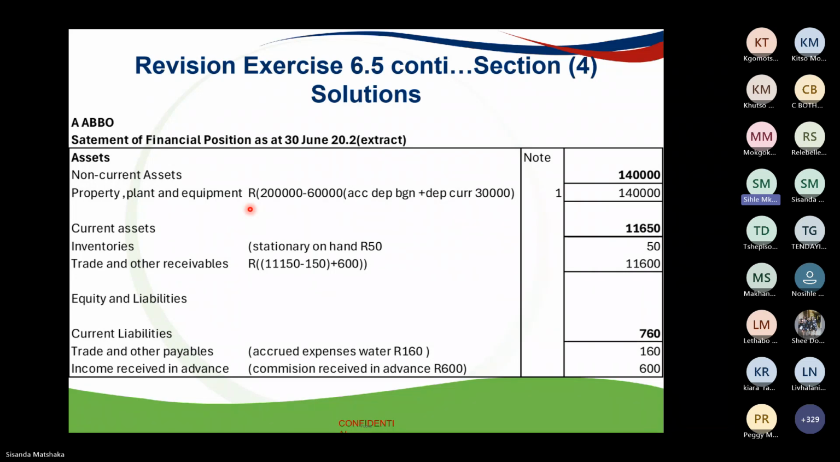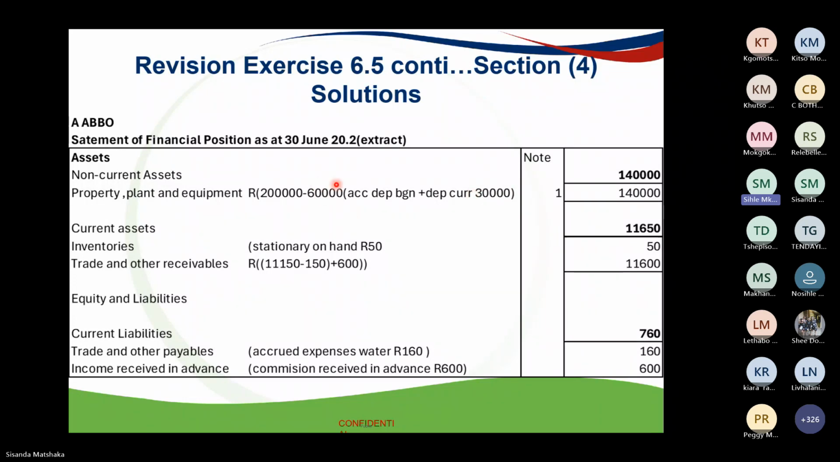Obviously, we know that assets are categorized into two. One is non-current assets, the other one is current assets. So under non-current assets, we do have property, plant and equipment, as I indicated, and it cost the business 200,000. We also have to take into account by deducting the accumulated depreciation, which is the 30,000 that you've seen, which was for the previous year, plus the 30,000 that Susanda was highlighting when he was showing you the entry. So 30 plus 30 gives you 60.